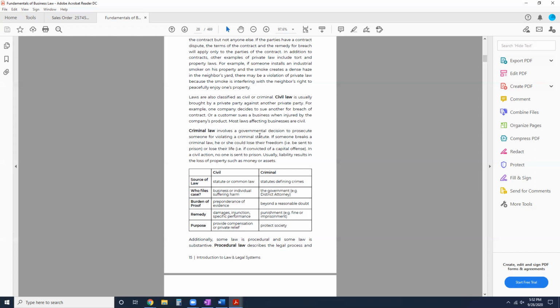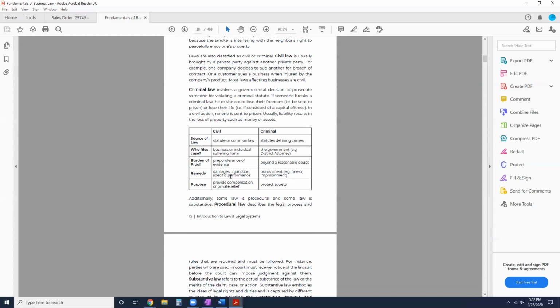And the purpose of civil law and criminal law are different. The purpose of a criminal law is to protect society, whereas the purpose of a civil law is to try and fix a wrong financially that one individual has caused another.